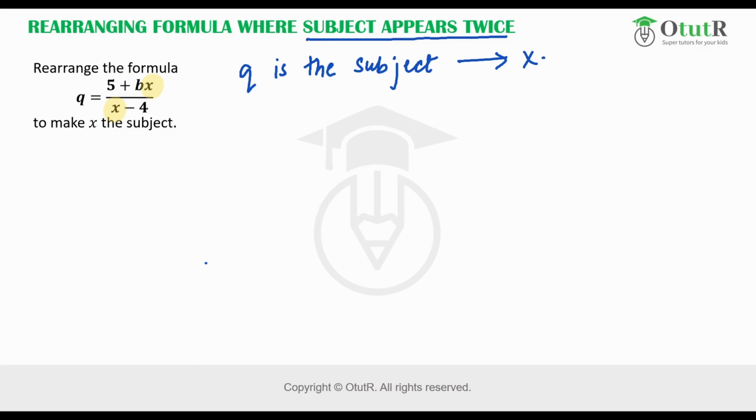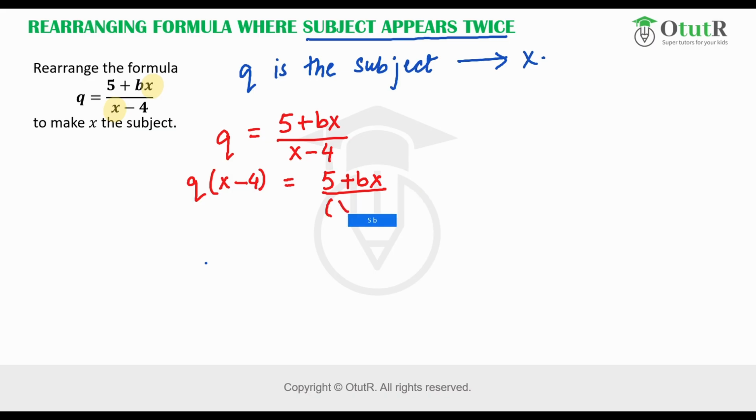Now, the first thing is I am going to multiply both sides with the denominator x minus 4 so as to remove it from the right side. Okay, so let's do it. So q is equal to 5 plus bx divided by x minus 4. So if I multiply both sides with x minus 4, let's see what I'm going to get.